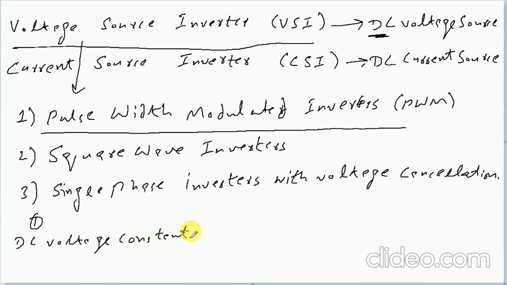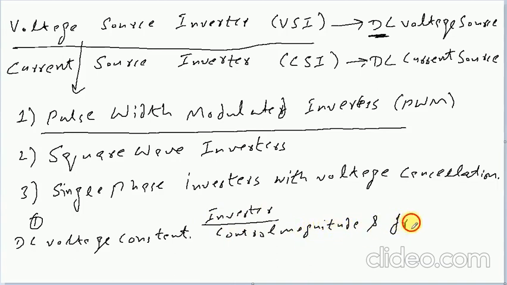So now the inverter that is in operation should be able to control the magnitude as well as the frequency of the AC output voltage. So the inverter has to do this job of controlling the magnitude and frequency of the output AC voltage. How is this achieved? Actually, this is achieved by the pulse width modulation of the inverter switches, and that is the reason why it is called PWM inverters.